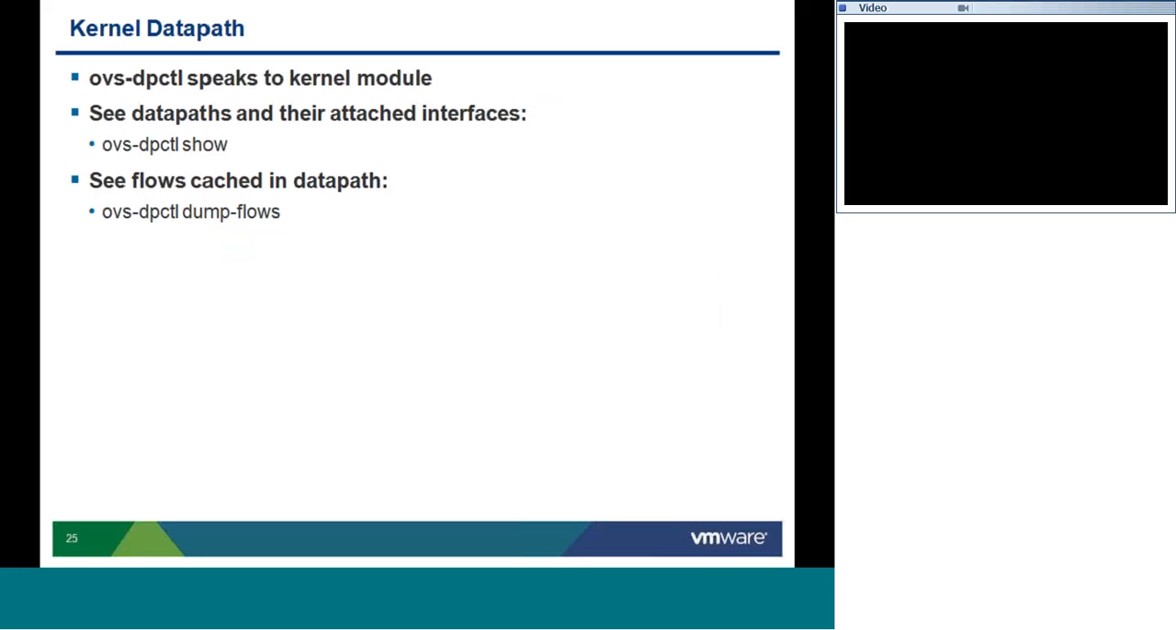For the kernel data path, there's an ovs-dpctl command. If you want to look at the data path and its interfaces, use ovs-dpctl show. If you want to see the flows that are in the data path, use ovs-dpctl dump-flows.